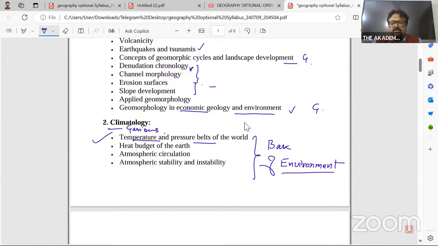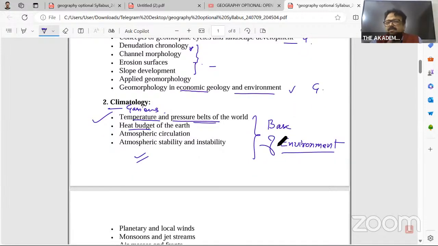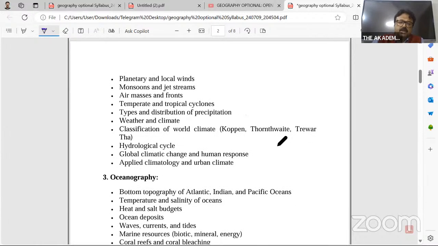So we start with introduction to our environment, our atmosphere, zonation in atmosphere. Then we will go for heat budget. Then we will go for heating of atmosphere, temperature, pressure, then pressure belts, wind. This is also part of geography, but it is the basic of environment and ecology. You'll find the introduction of atmosphere is going to be the base for your environment and ecology. Planetary wind, local wind, monsoon. So these are also part of your GS.